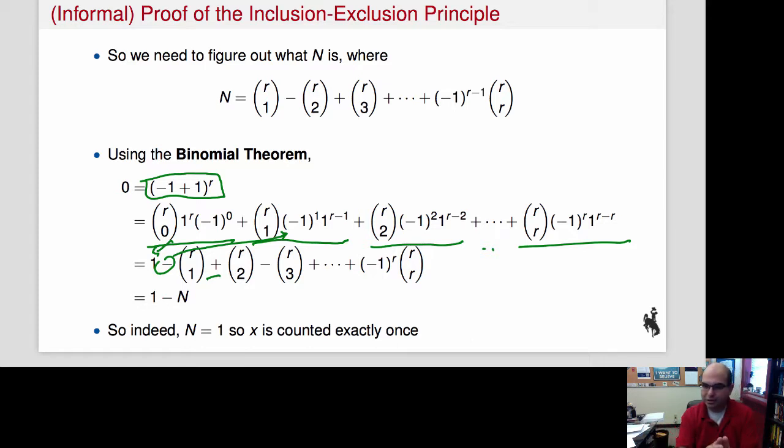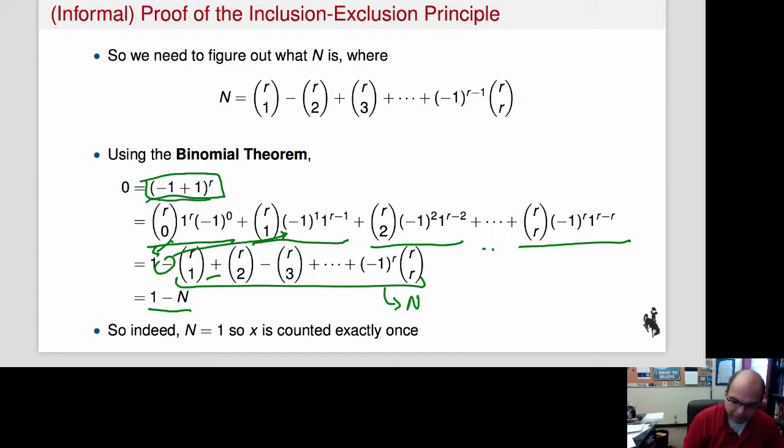And you can see that is R choose the next highest number with a plus or minus alternating. That's what this sum ends up being. And then we recognize that it's just 1 minus N, right? Because this whole thing is exactly N. If I pull out, well, it's negative N, right? So the whole thing is 1 minus N.